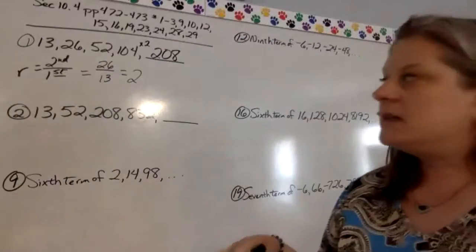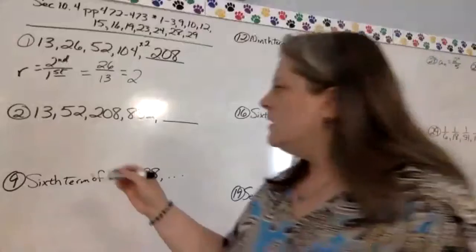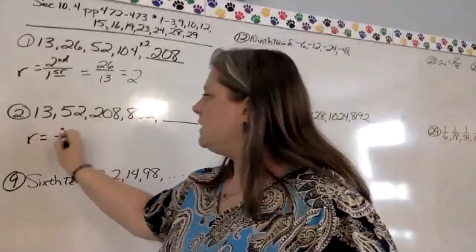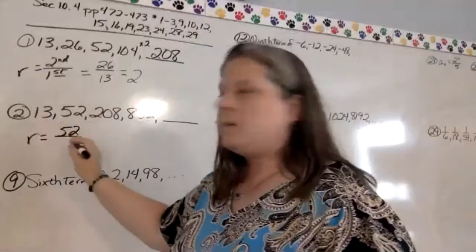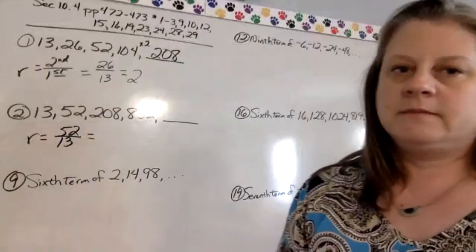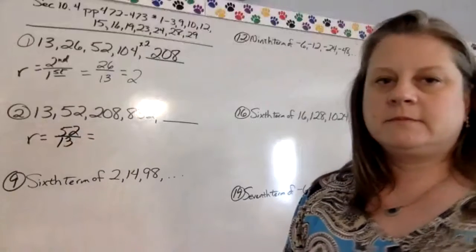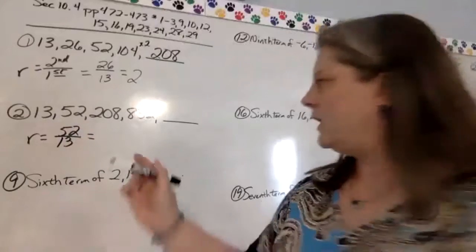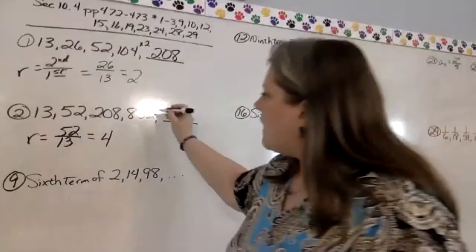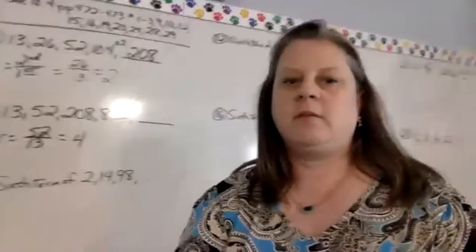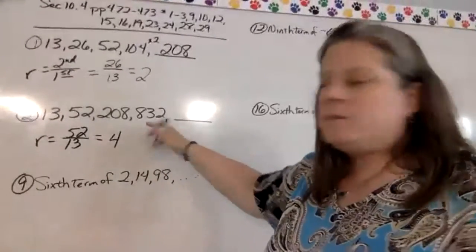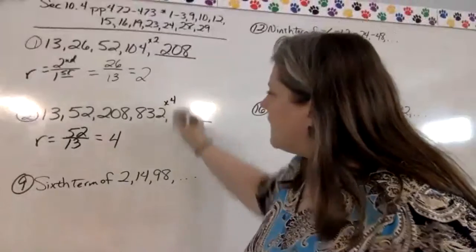We're going to do the same concept on number 2. Find the common ratio. We take second term, 52, divided by first term, 13. So 52 divided by 13 is 4. So my common ratio is 4. I'm going to take my last term here, and you all probably can't see it because of the glare on the board, but you have it in your book, it's 832. So I'm going to take 832 times 4.